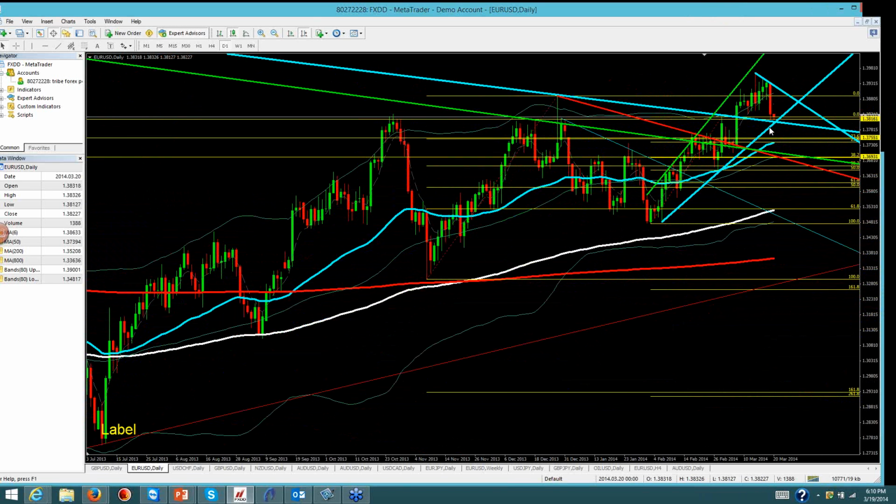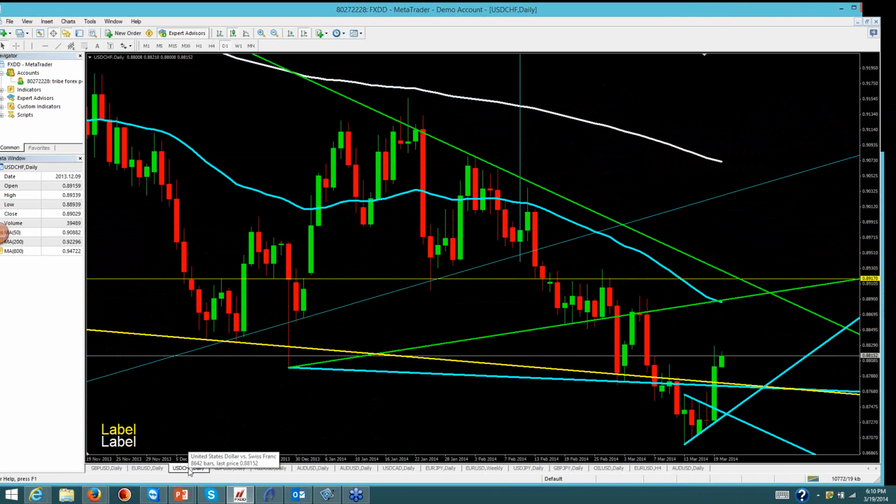We have this trend line here, and another trend line under it that they cross, that's double support, and we have these Fibonacci areas and previous highs as well. So that would give us a good case for a buy here on the euro dollar. So I want to call a buy on that.